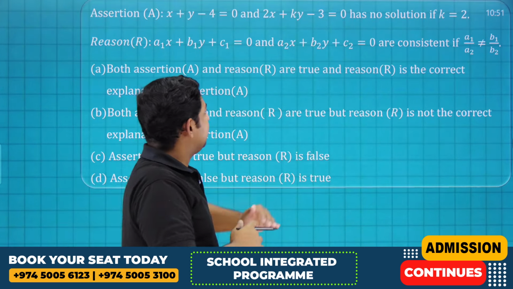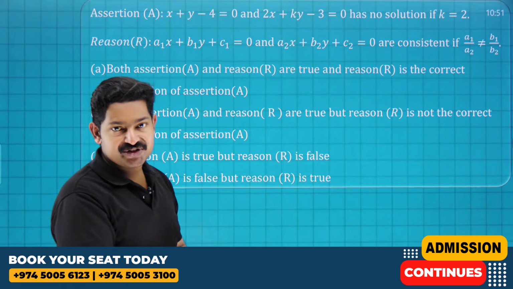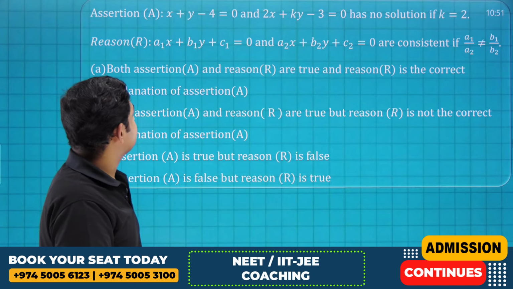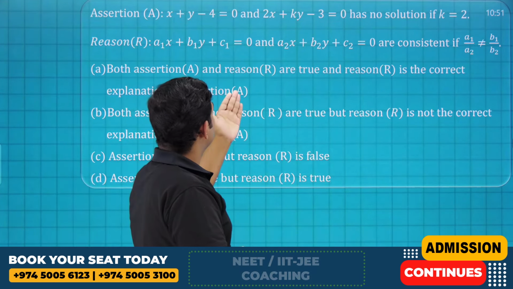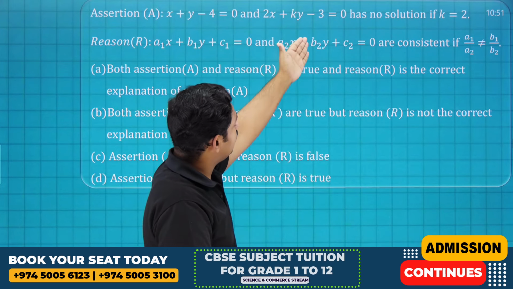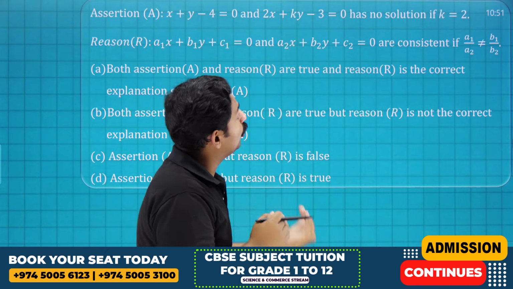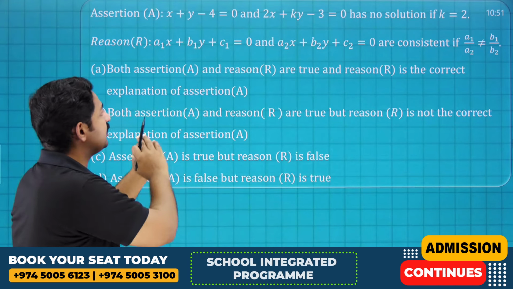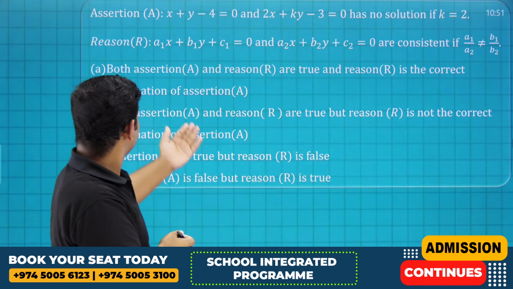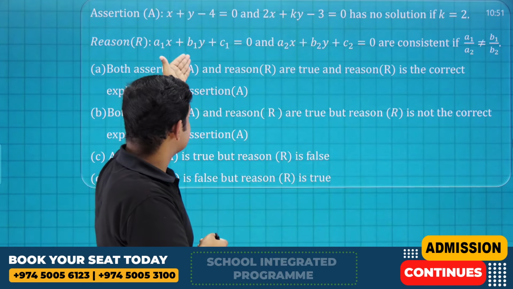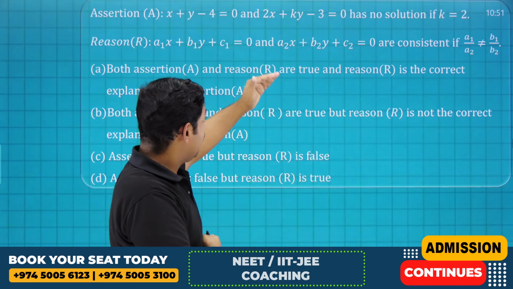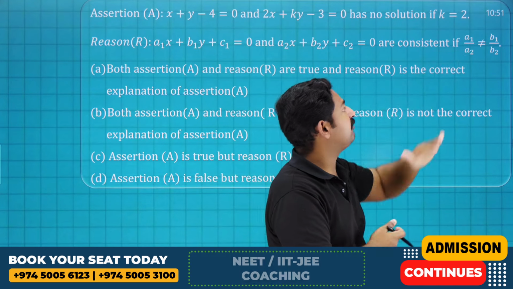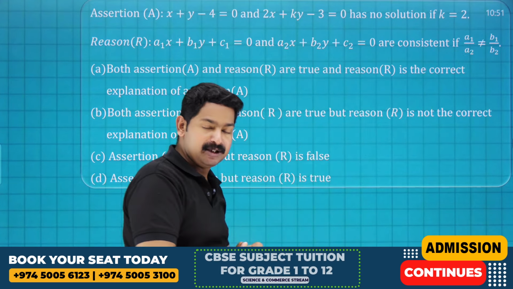So now we are moving to the next part, that is the assertion reasoning questions. You can see the first assertion is given: x plus y minus 4 equal to 0 and 2x plus ky minus 3 equal to 0 has no solution if k equal to 2. If the value of k equal to 2, there is no solution. That's what is given. Now the reason: a1x plus b1y plus c1 equal to 0 and a2x plus b2y plus c2 equal to 0 are consistent if a1 by a2 not equal to b1 by b2.